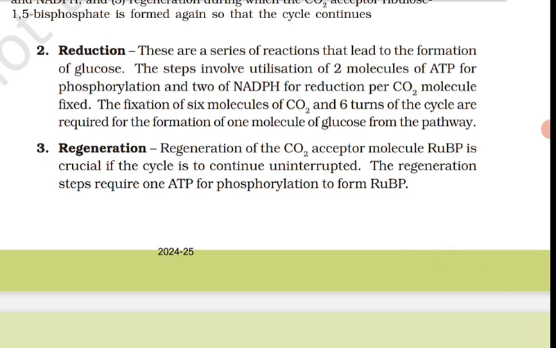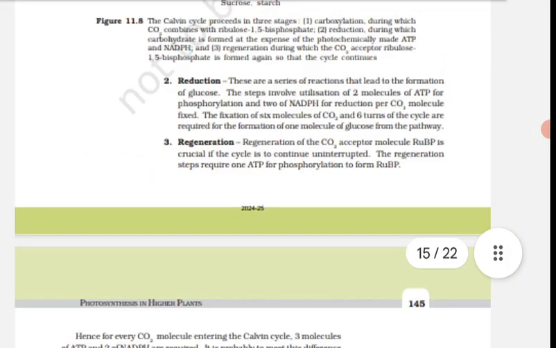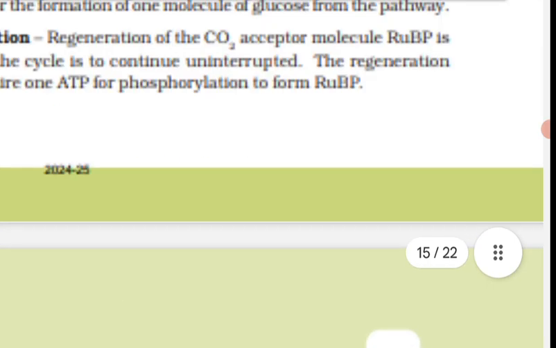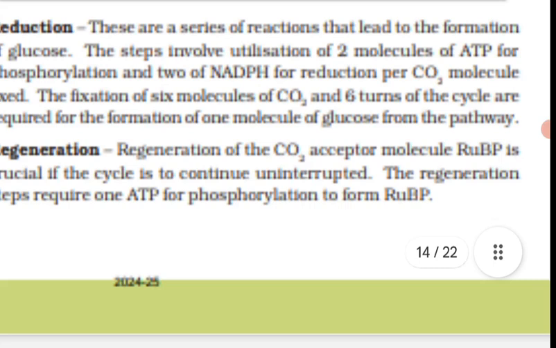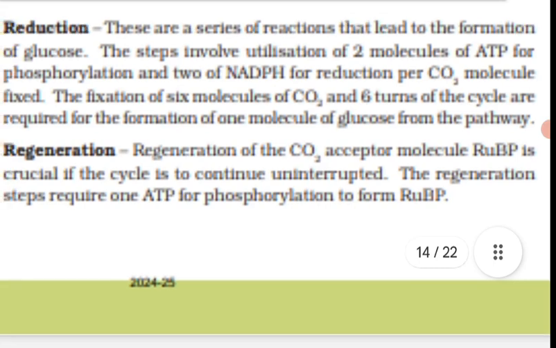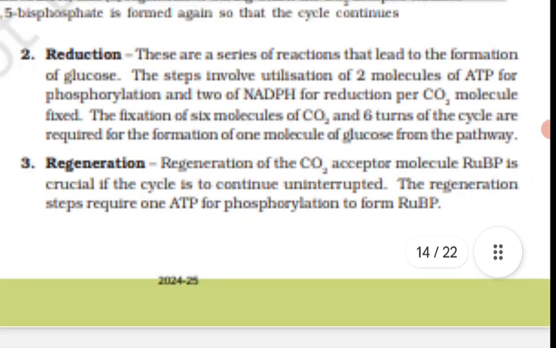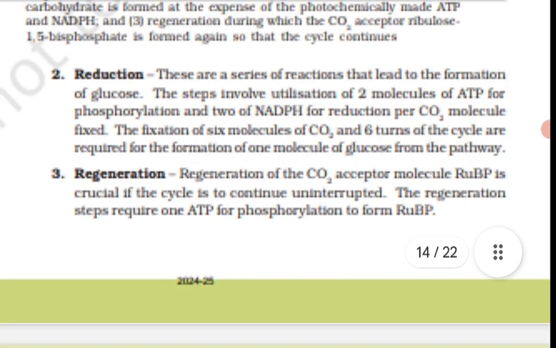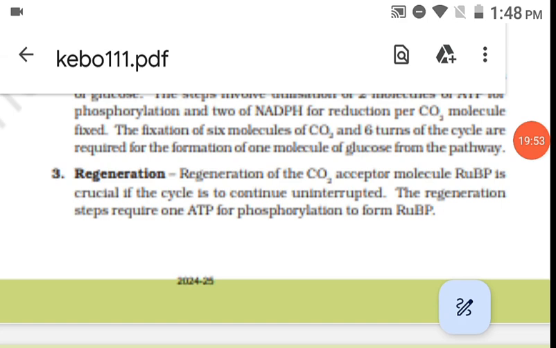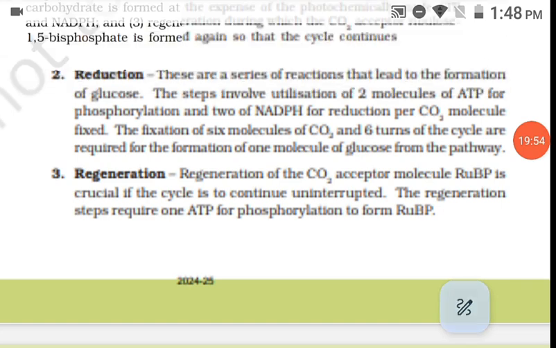The regeneration steps require 1 ATP for phosphorylation to form RuBP. Important line है, डबल पढ़ता हूँ. The regeneration steps require 1 ATP for phosphorylation to form RuBP.